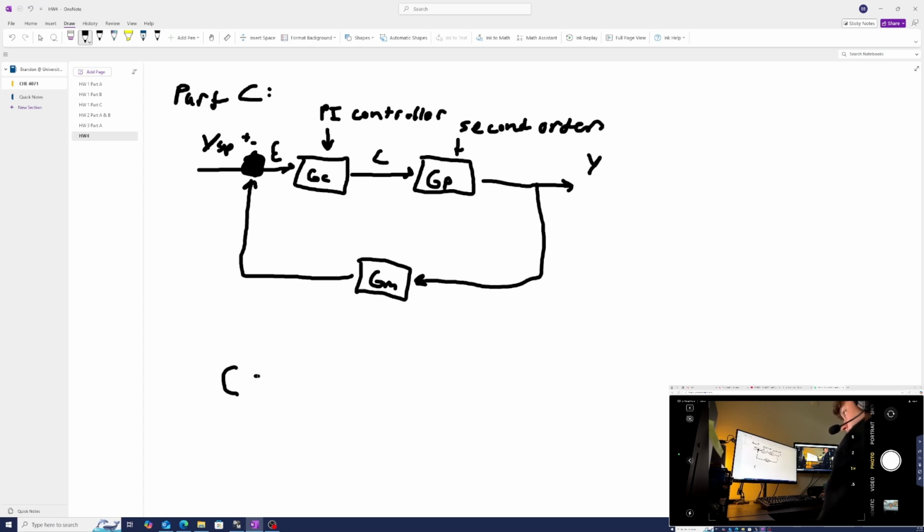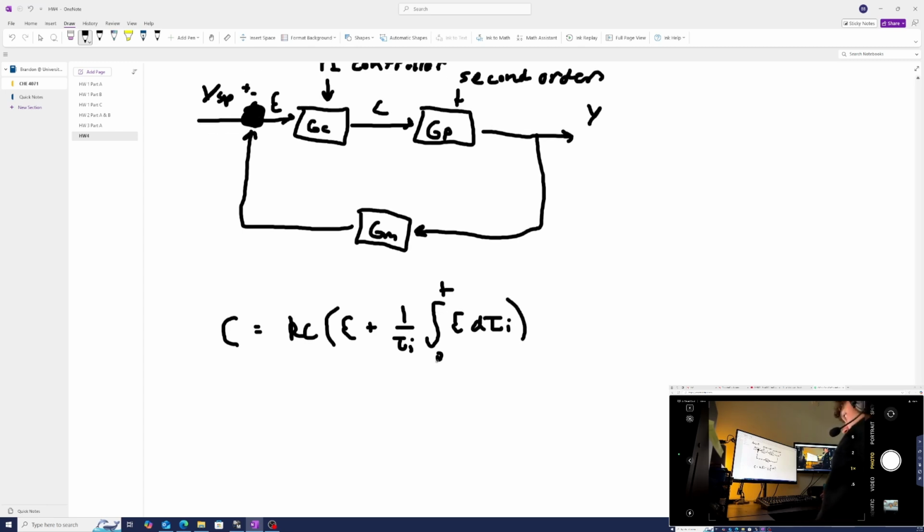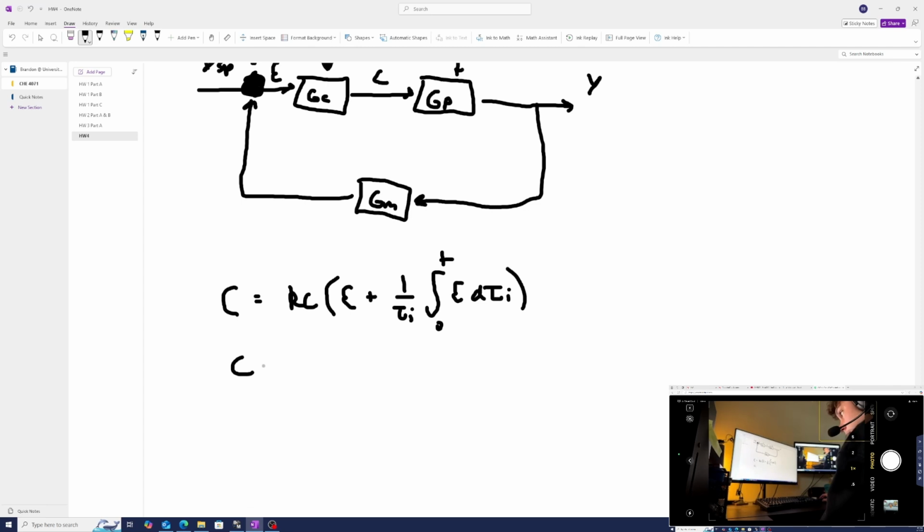So our C is going to be equal to Kc times our error plus 1 over tau I times the integral from 0 to t of our error d tau. And taking the Laplace transform of this, we get our big C is equal to Kc times big E plus 1 over S tau I times big E.